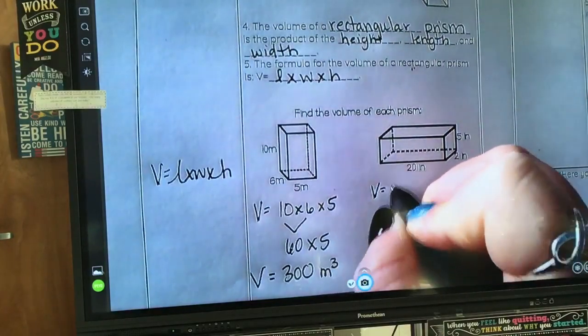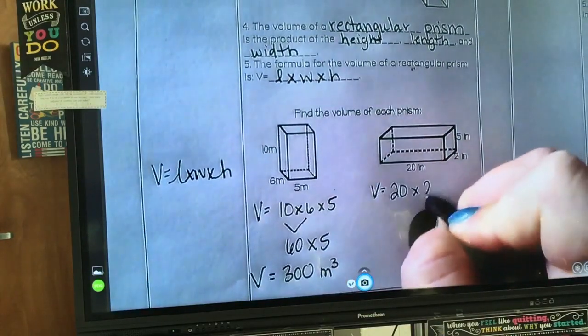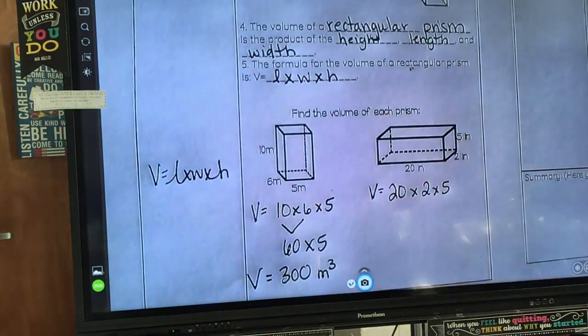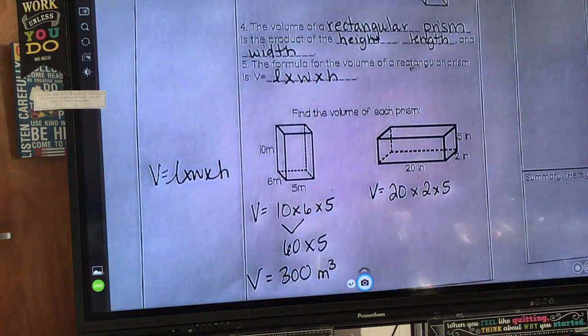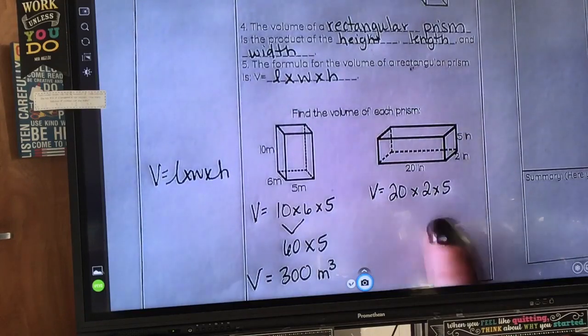All right, and then do the next one as well. So 20 times 2 times 5. Stand up when you have your answer.